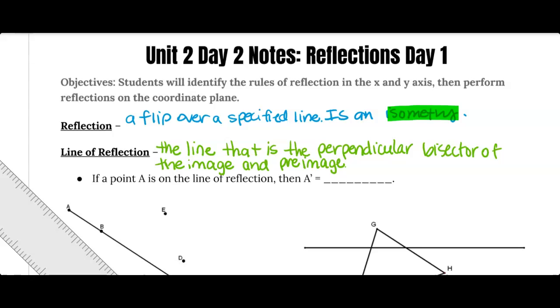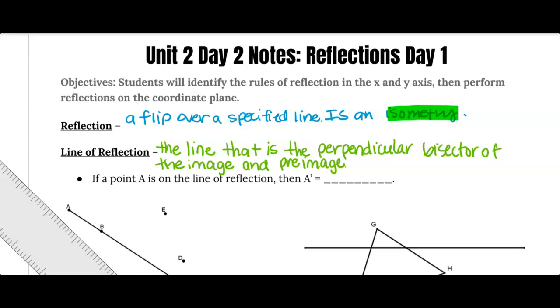Guys, and welcome back. So in this lesson, we are going to start looking at reflections. Our objectives today are that students will identify the rules of reflection in the X and Y axis and then perform reflections on the coordinate plane. First we see a definition for reflection, and a reflection is just a flip over a specified line.